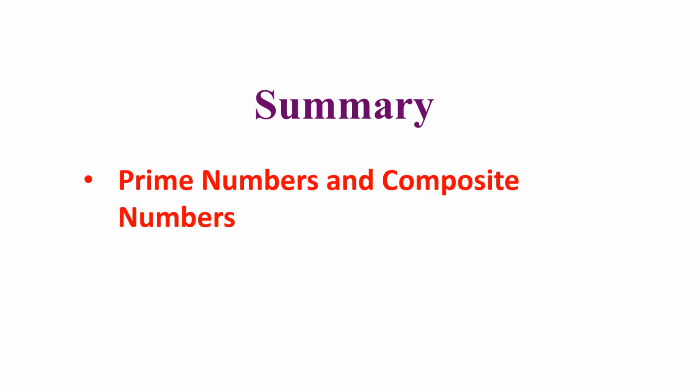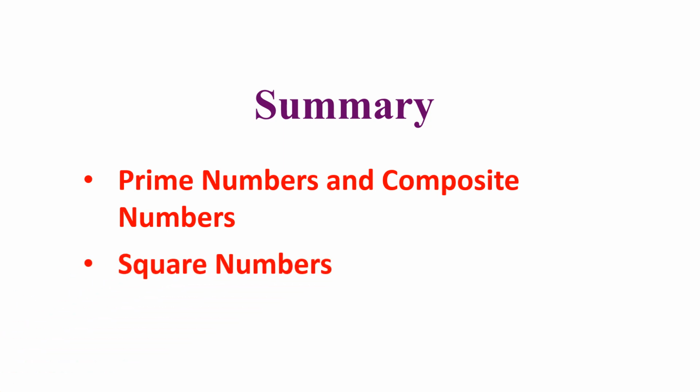Now, here comes the end of the lesson. Before winding up the lesson, I want to summarize the things that we have learned under the second part of our lesson. First of all, we have discussed prime numbers and composite numbers. There I told you that if a number consists of only two factors, we call those numbers prime numbers. And if a number consists of more than two factors, then we name those numbers composite numbers.